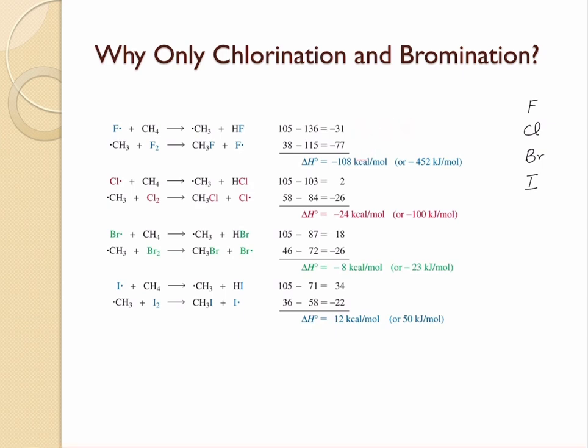In contrast, the iodine radical is the least reactive of the halogens. In fact, it is so unreactive that it is unable to remove the hydrogen from the alkane molecule. And you can see that this is an endothermic reaction, right? So on the whole, the fluorine radical is very reactive, more like an explosive reaction, whereas iodination is so slow that it doesn't happen at all. Therefore, we only have chlorination and bromination happening.